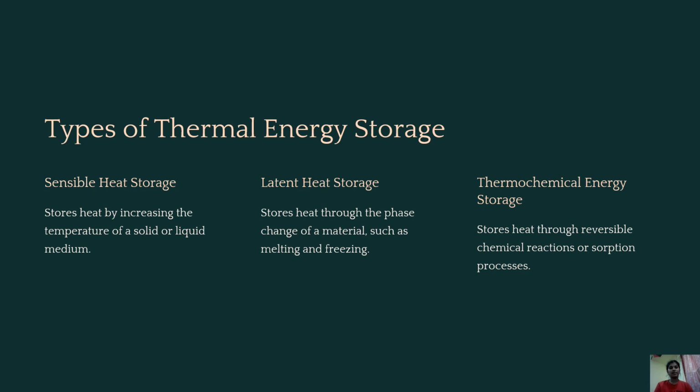Moving forward, there are three basic types of thermal energy storage systems: sensible heat storage, latent heat storage, and thermochemical energy storage. So what is sensible heat storage? It stores heat by increasing the temperature of a solid or liquid medium. Latent heat storage stores heat through the phase change of materials, such as melting and freezing. The next is thermochemical energy storage. This stores heat through reversible chemical reactions or sorption processes. These are the three different types of thermal energy storage.